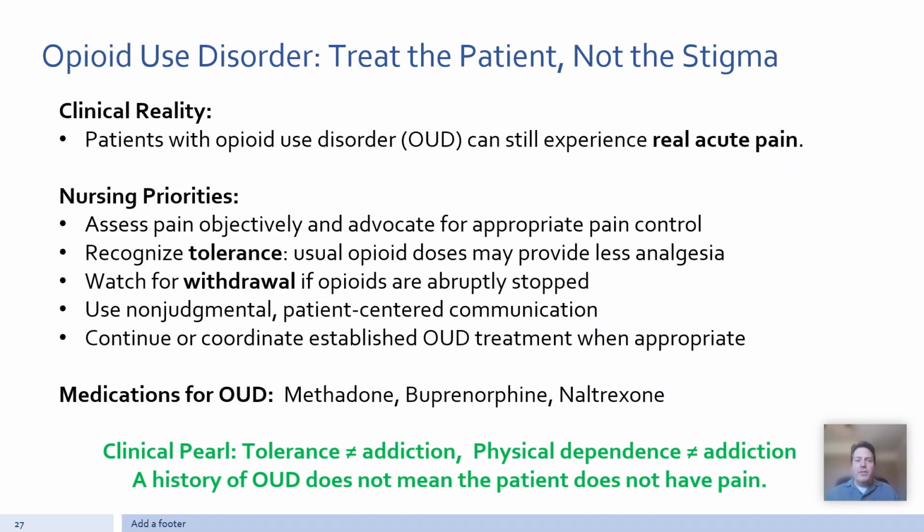So there's opioid use disorder, and this is a final issue nurses need to understand on opioids, and that the patient with opioid use disorder may still experience significant acute pain, and they deserve appropriate assessment and treatment. Having opioid tolerance may mean that the patient's response to standard doses is different, and suddenly stopping opioids can precipitate a withdrawal.